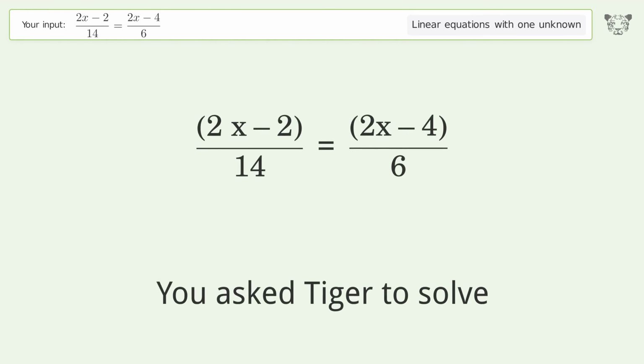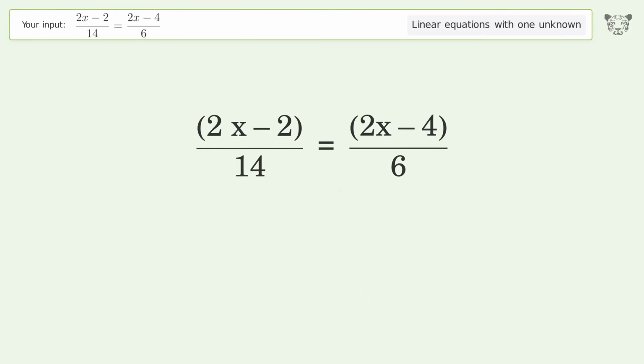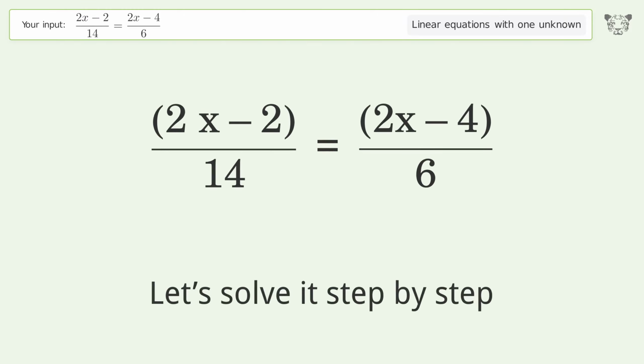You ask Tiger to solve. This deals with linear equations with one unknown. The final result is x equals 11 over 4. Let's solve it step by step.